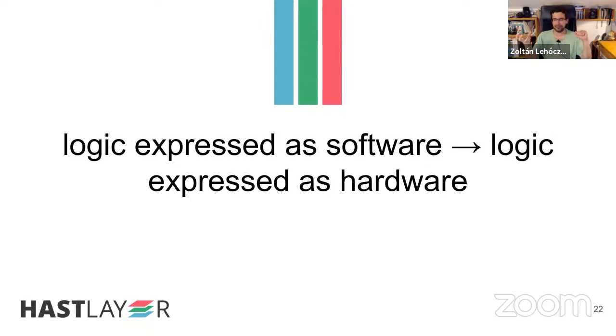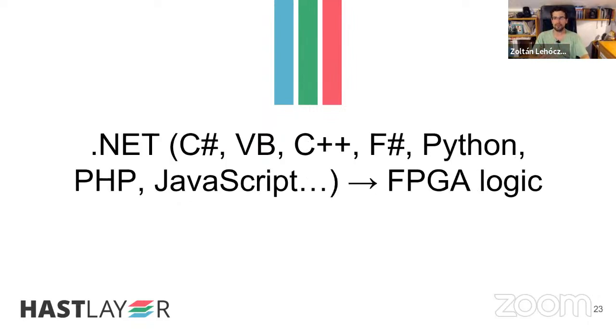What we are actually doing is that we take the logic expressed in a software form and try to generate some equivalent logic expressed as hardware form that computes the same thing. And of course, we are talking about not just any programs, but .NET. Hastlayer indeed processes .NET, not C# or any single .NET language, but .NET assemblies. It decompiles .NET assemblies and generates the equivalent FPGA logic out of it.